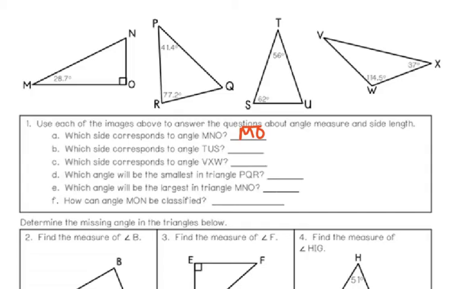a side. Next, let's look at what side corresponds to angle TUS. So I need to find TUS, and that's in this triangle right here. Here's TUS. So I'm looking right here at this angle, and it wants to know what side corresponds to this angle. So the side opposite here is this side, and the letters that go with that side are T and S. Go ahead and pause the video and try 1C on your own. Which side corresponds to angle VXW?